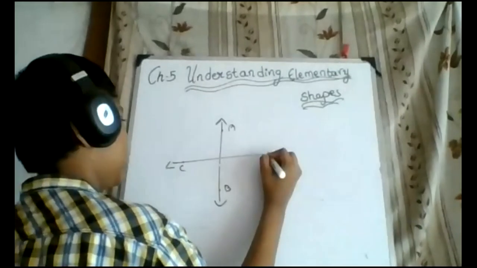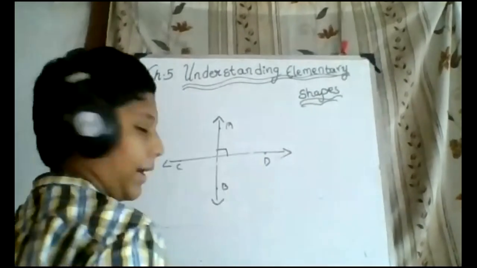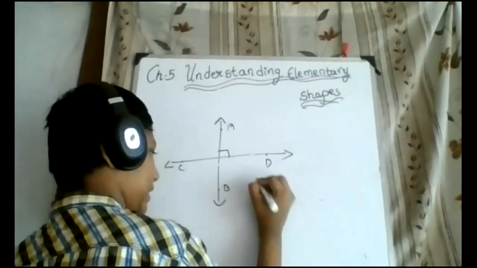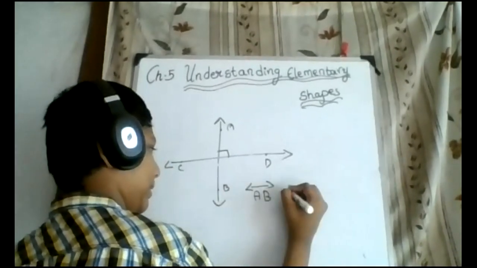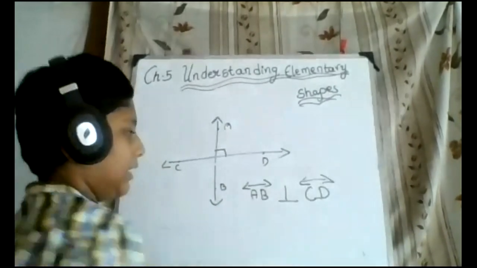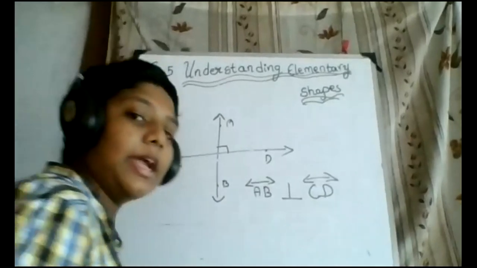This is C and D. Now, here it is perpendicular. Okay, now how will we write it? Line AB is perpendicular to line CD. Like this we have to represent it.